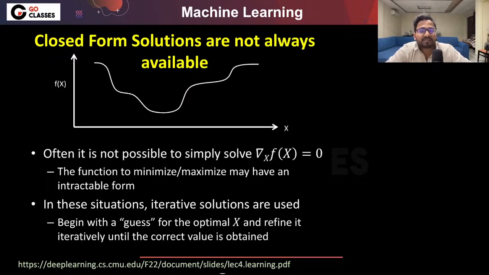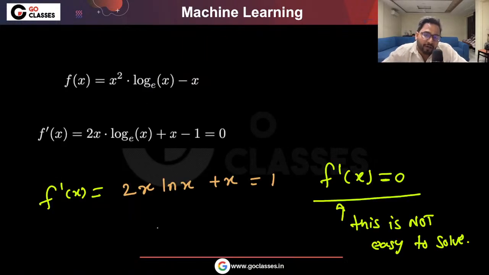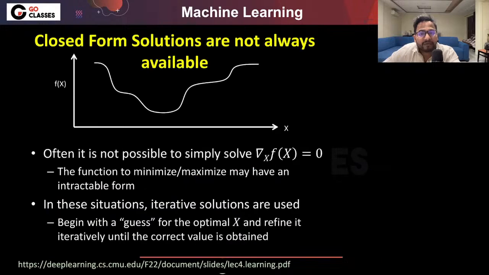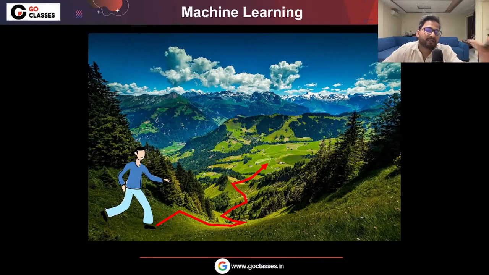Basically, this is called a closed form solution. Closed form solutions are not always available, so here you cannot directly find what x is. That is why we need gradient descent.